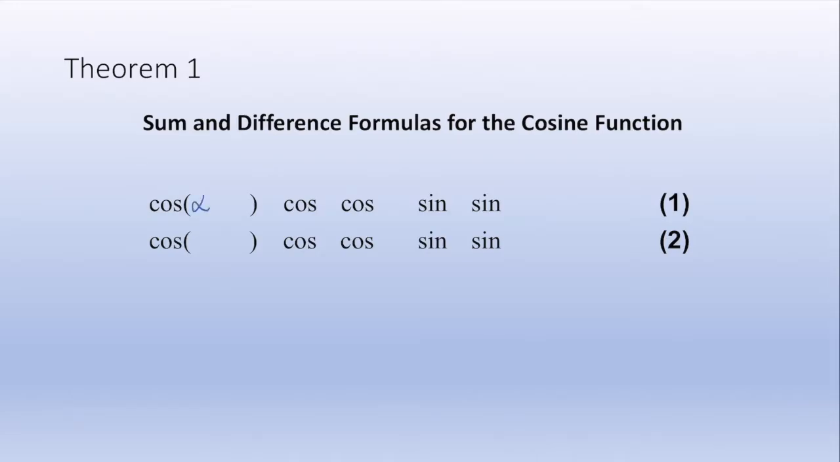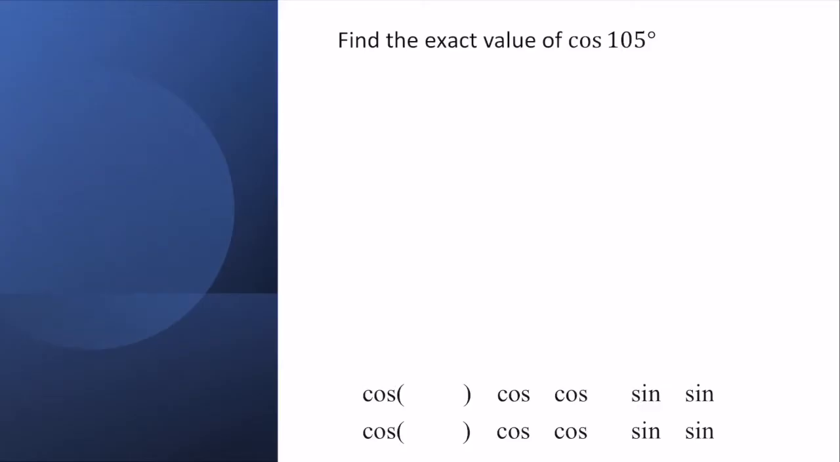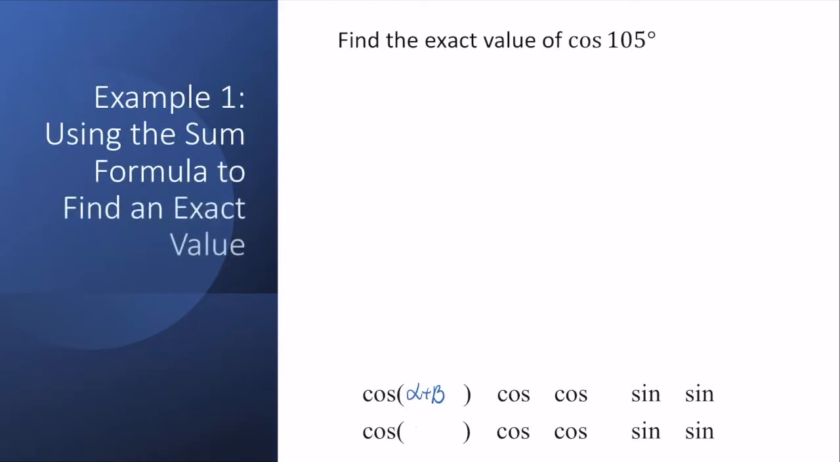Cosine of alpha plus beta, where alpha and beta are angles, equals cosine alpha cosine beta minus sine alpha sine beta. So for the sum and difference formulas for the cosine function, we keep the cosines together and the sines together. If I have cosine of alpha minus beta, that's going to equal cosine of alpha cosine of beta plus sine alpha sine beta. So these are our two sum and difference formulas for our cosine function. Let me copy them down real quick so we have them.